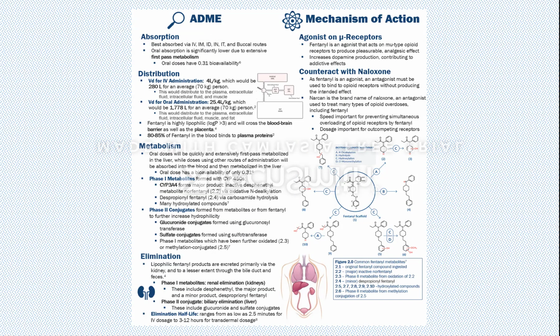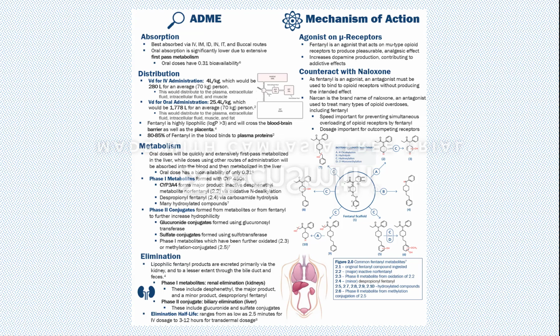So now we'll move on to the pharmacotoxicokinetics, which is what the body does to the drug in the form of ADME. So we already discussed absorption. We know that it's best absorbed via IV, IM, ID, IN, IT, and buccal routes, and that oral administration is not ideal due to its extensive first-pass metabolism, which actually reduces the bioavailability to 0.31. In terms of the distribution, the volume of distribution for an IV administration is 4 liters per kilogram, which would be about 280 for the average person. Meaning that it would distribute to the plasma, extracellular fluid, intracellular fluid, and muscle.